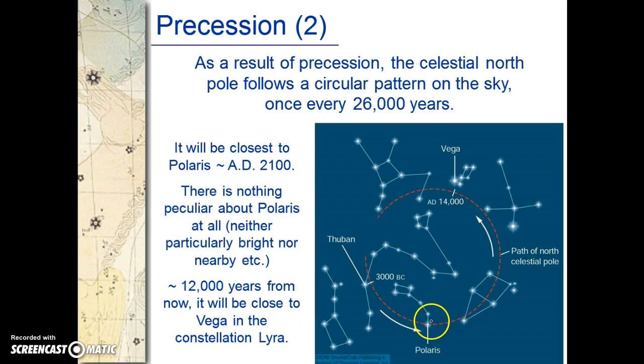here it is. At about 2100 AD we'll be close to Polaris. At about 14,000 AD we'll be close to Vega. 26,000, it'll come right back around here again.